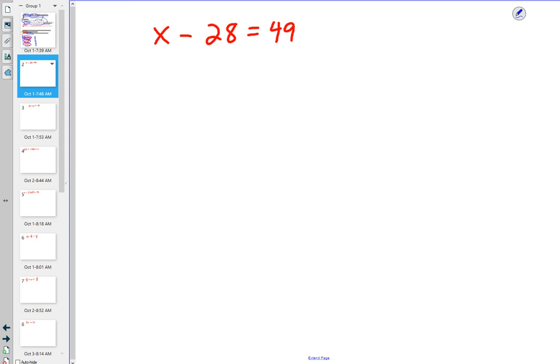So this is an equation. You see an equal sign, it's a comparative symbol. There's two expressions, and they aren't very long. On one side, we have an expression that says x minus 28. That cannot be simplified because they're not like terms. On the right side, we have just a 49, which also cannot be simplified because that's just a single term.